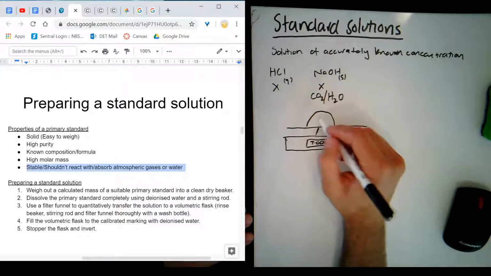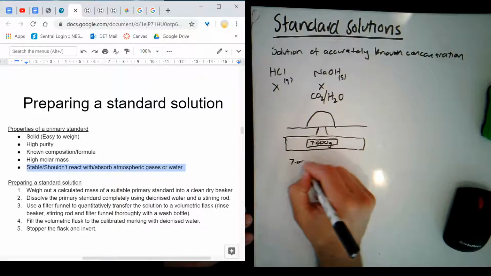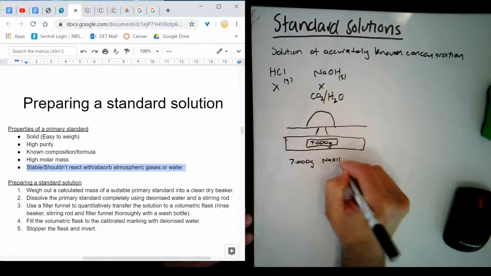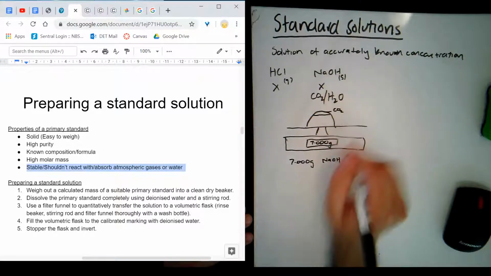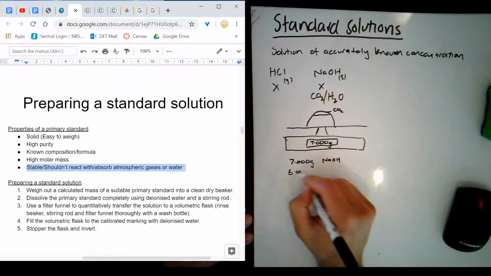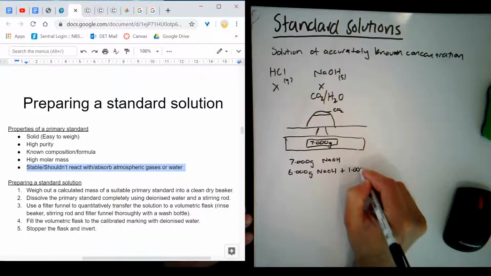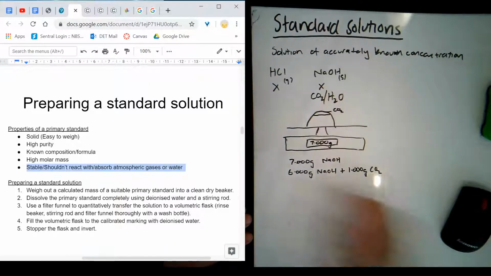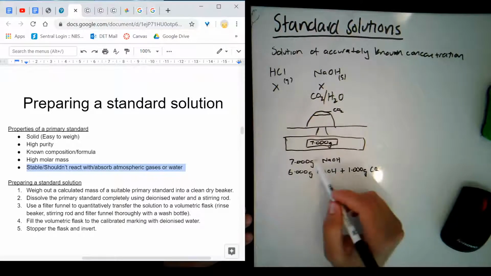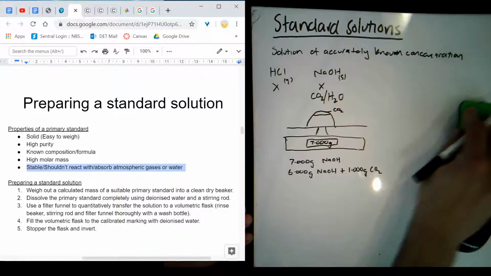Now, is that whole thing sodium hydroxide? Do we have 7.000 grams of sodium hydroxide? Or has it absorbed a little bit of carbon dioxide, and do we have, I don't know, 6.000 grams of sodium hydroxide plus 1 gram of carbon dioxide? If I go and make a solution with this now, I actually don't know how much sodium hydroxide I have in there. It's a little bit of a problem. So that's the issue with these two things.